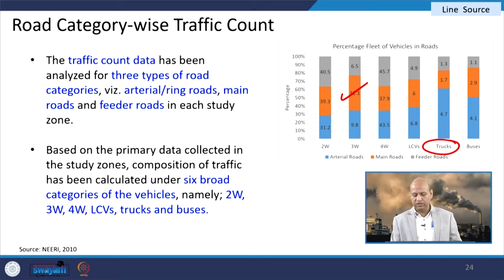Then feeder roads are there, so they are having like 45.7 percent if we count these 4-wheelers, then they are mostly plying on these feeder roads. So those kinds of categorization have been done.